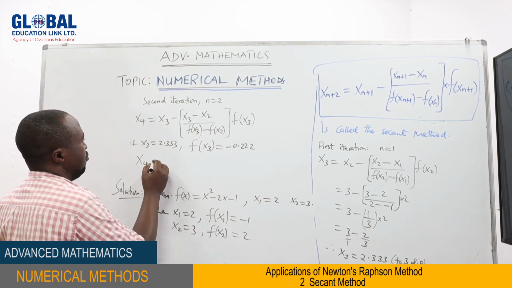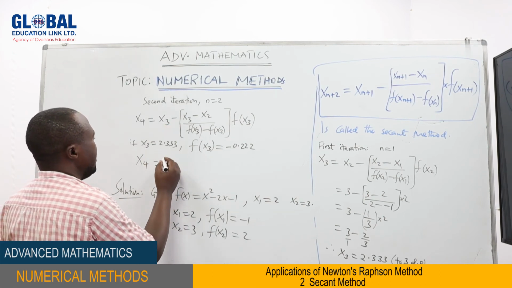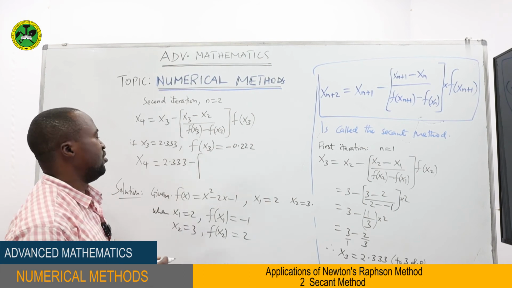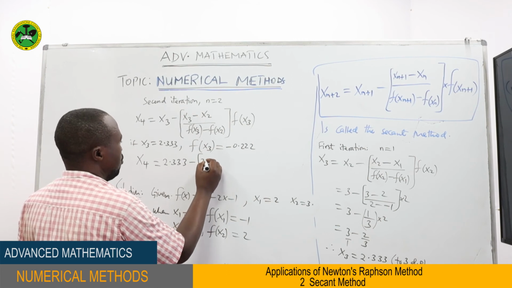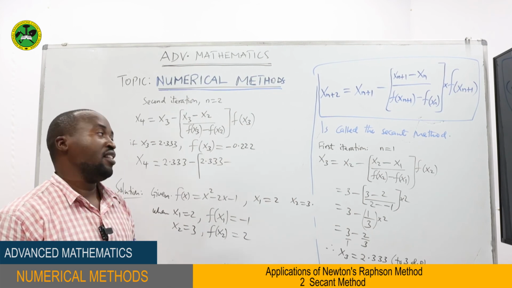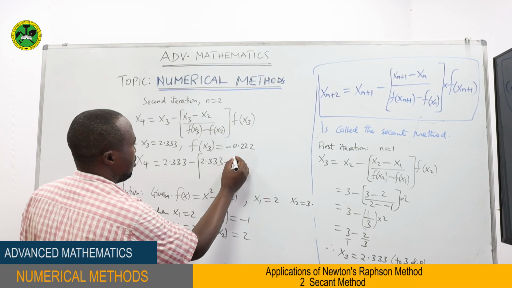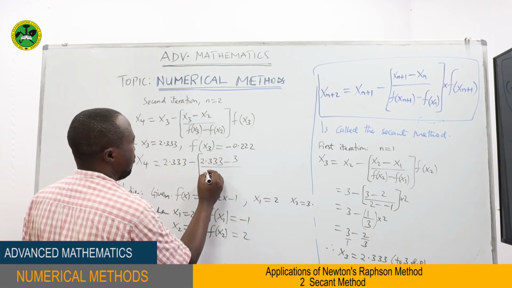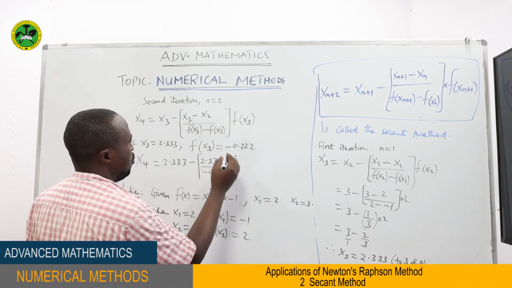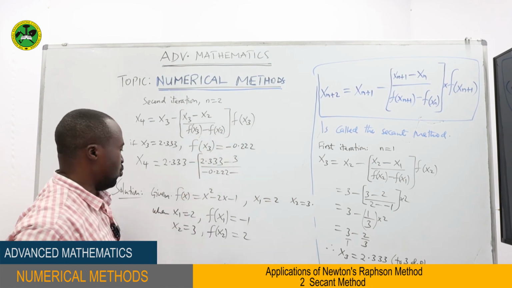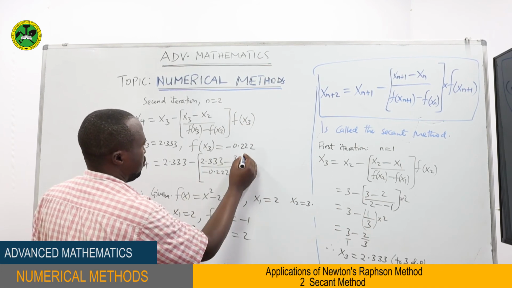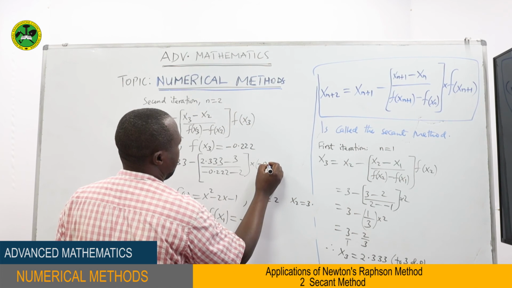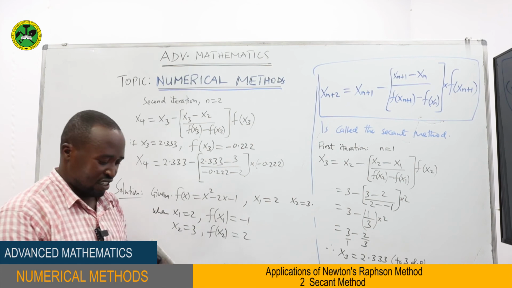So again, we substitute in our formula. So x4 will be equal to, now we have x3, x3 is 2.333, minus bracket of x3, again that is 2.333, minus x2. Remember, x2 is 3. So here we have 3 over f of x3, which is negative 0.222, minus f of x2. f of x2 is 2. So again, we times by f of x3, which is negative 0.222.